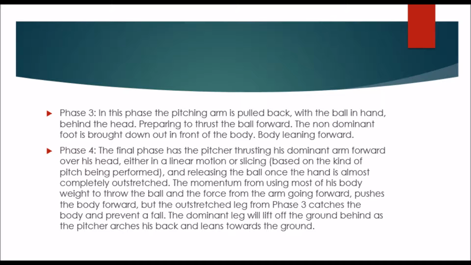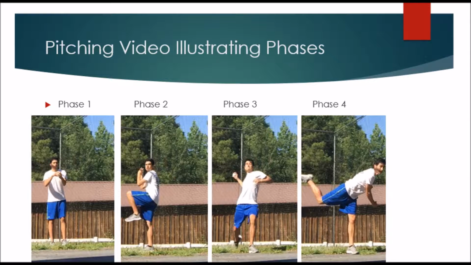And then for phase 3, he's going to pull his pitching arm back above his head and behind it, and this is going to prepare him to thrust the ball forward, and the non-dominant foot that was brought up is now going to step down out in front of the body and he's going to start leaning forward. This is all going to prepare him for when he releases the ball.